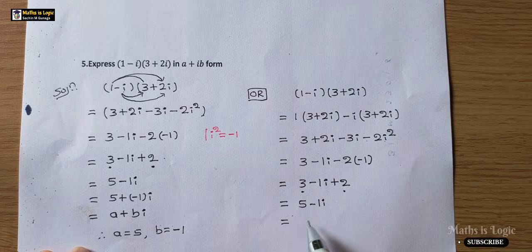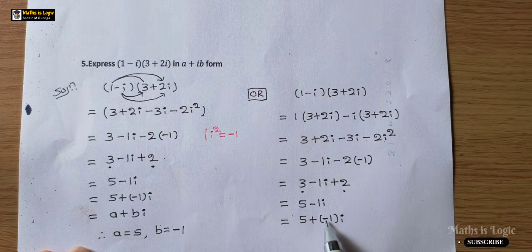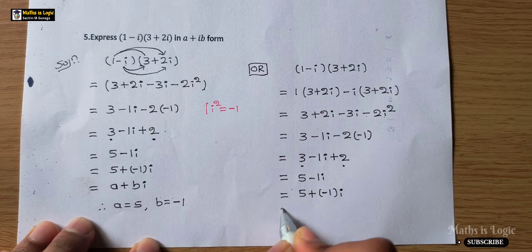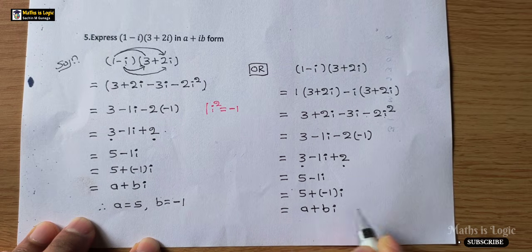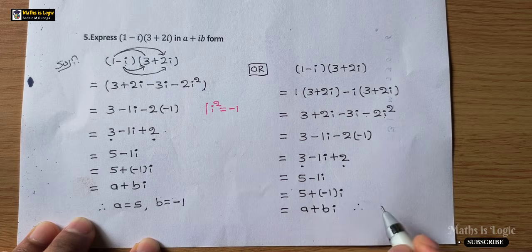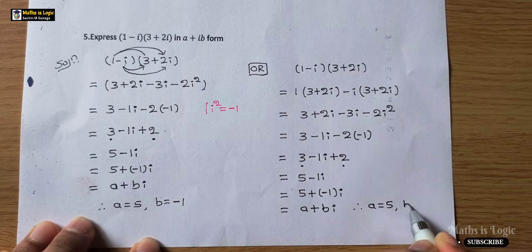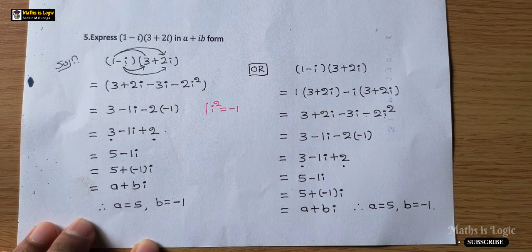Next, bring it into the standard form. So for that, rewrite this. How to rewrite? 5 plus, in bracket, minus 1 into i, because plus into minus becomes minus. Therefore, compare this with the standard form, a plus b into i. Therefore, the real part a becomes 5 and the imaginary part b becomes minus 1. So this is the final answer.